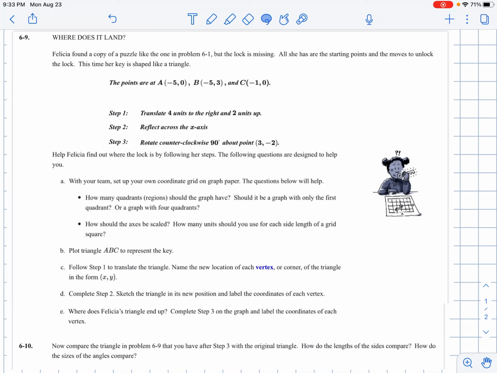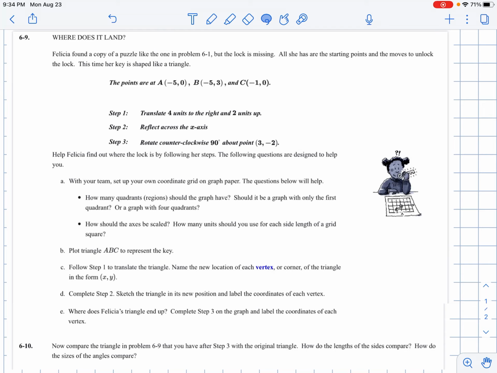All right, and hopefully you have now unpaused, you've completed all the work, and we're going to go through this. So I'm going to start here with 6-9, where does it land? It says, Felicia found a copy of a puzzle like the ones in 6-1. Those are the key lock puzzles that you did. But the lock is missing. All she has are the starting points and the moves to unlock the lock.